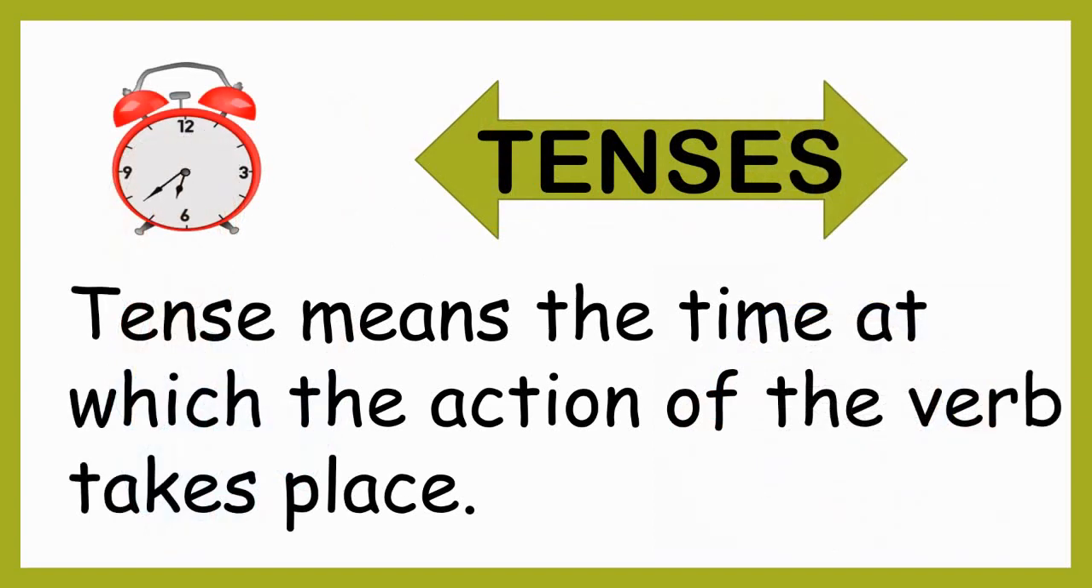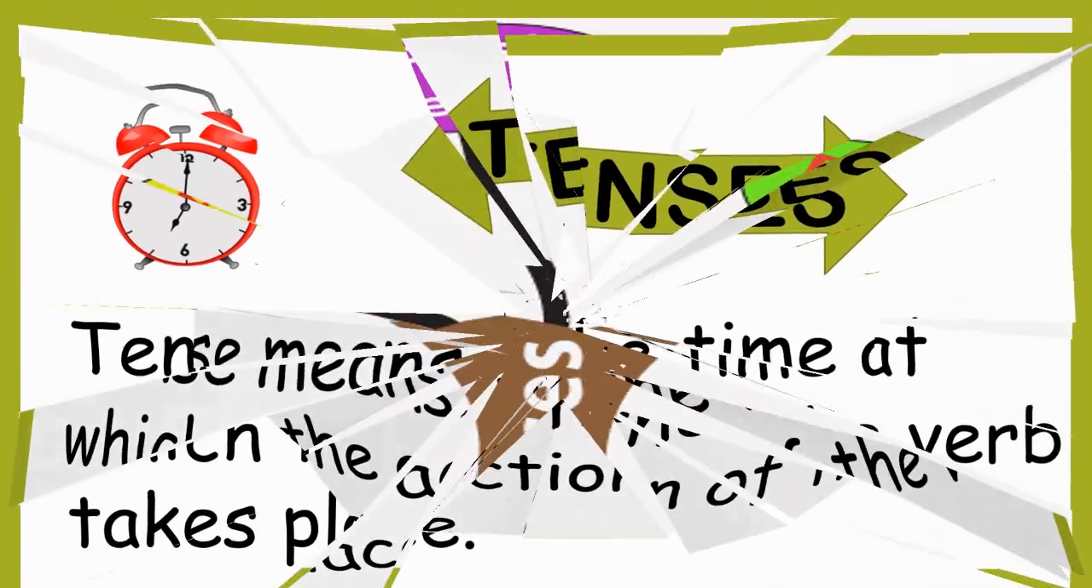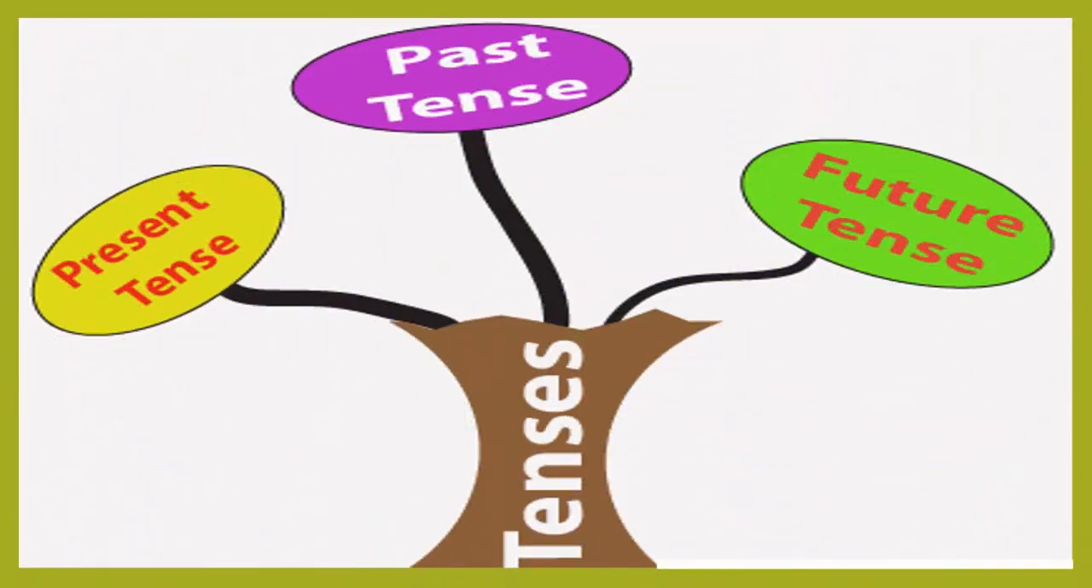Children, first we will learn the meaning of tense. Tense means the time at which the action of the verb takes place. Children, there are three kinds of tenses. In other words, an action or activity can take place either in the present time, or in the time that has gone by, or in the time which will take place in the future.